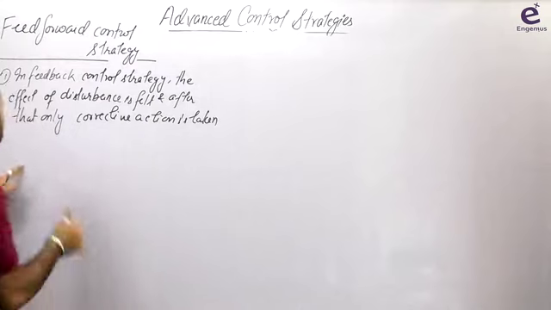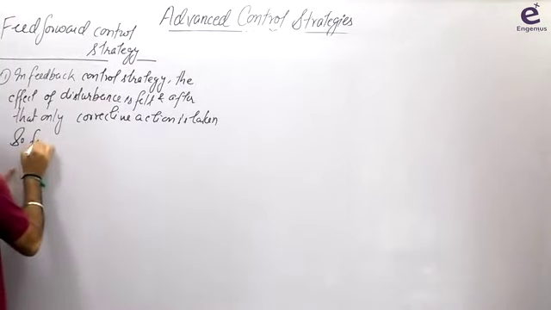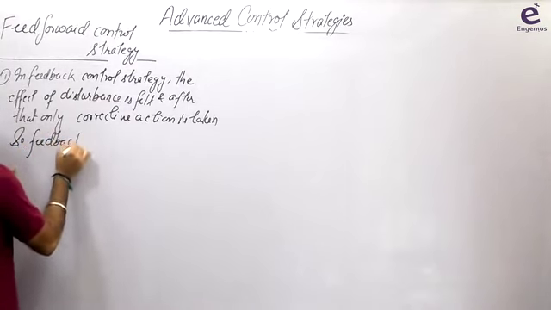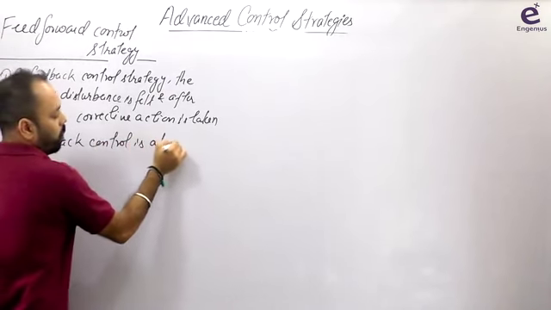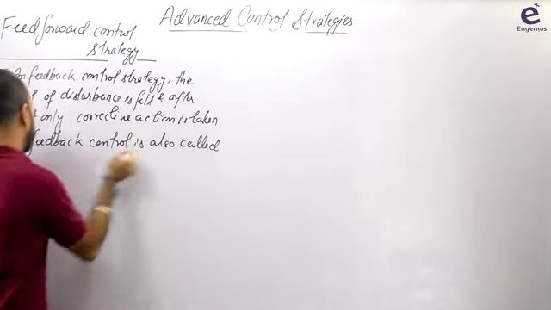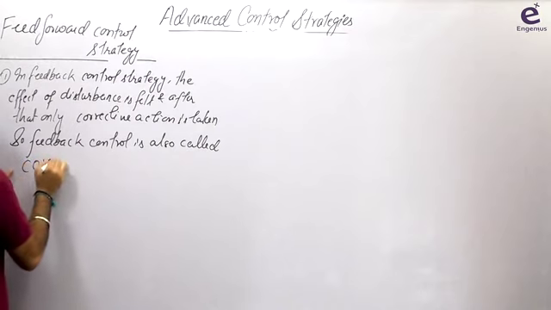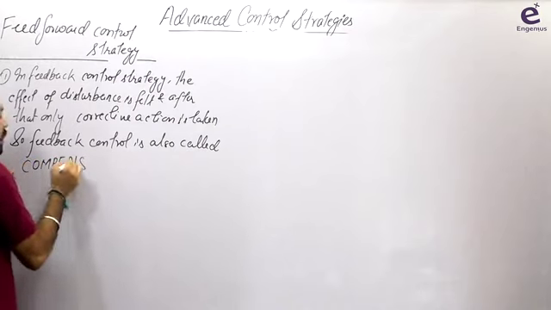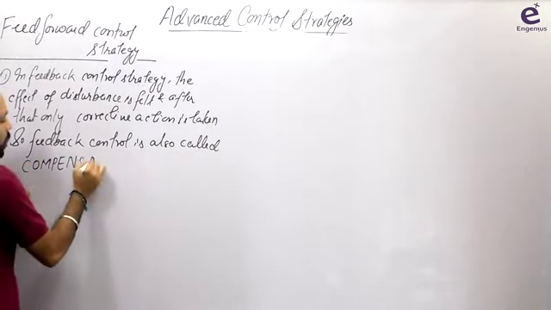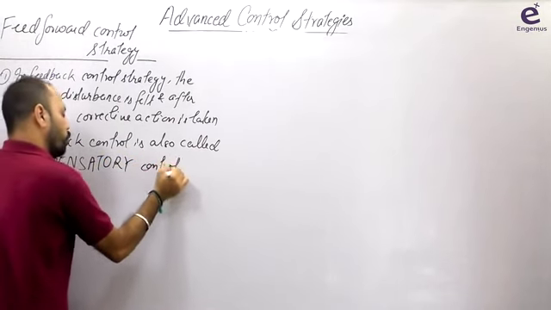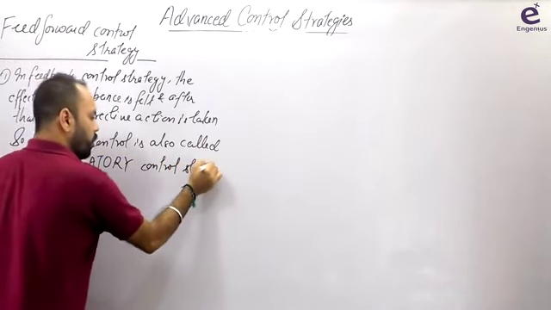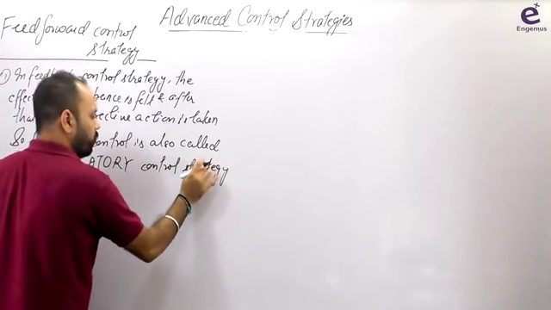So feedback control strategy, or feedback control, is also called compensatory control strategy, because it is acting as a compensation. Compensatory control strategy.